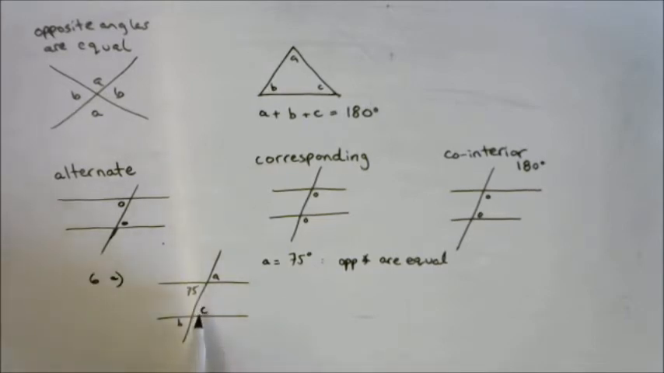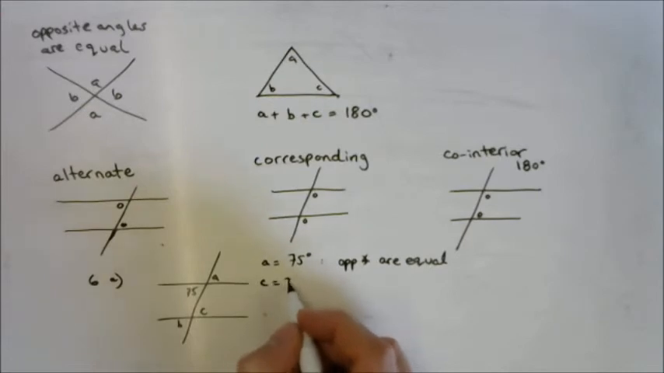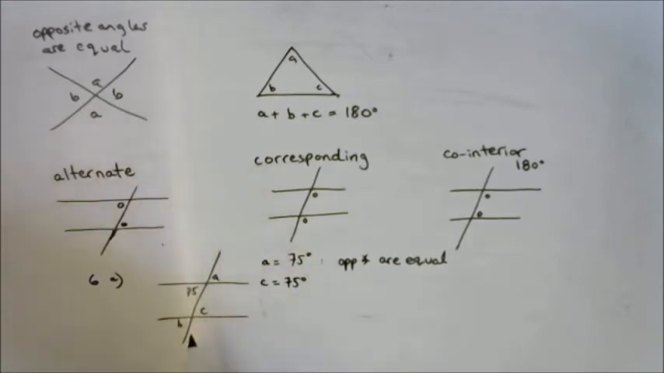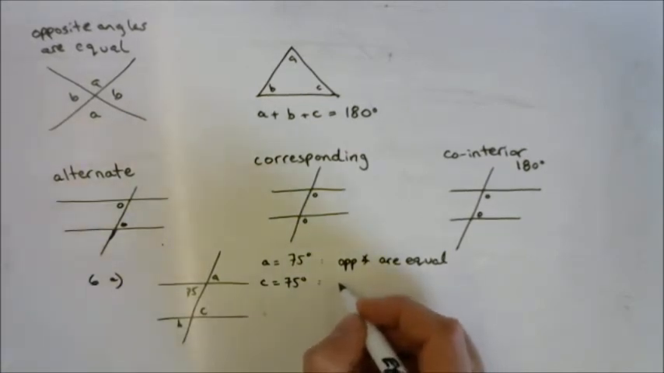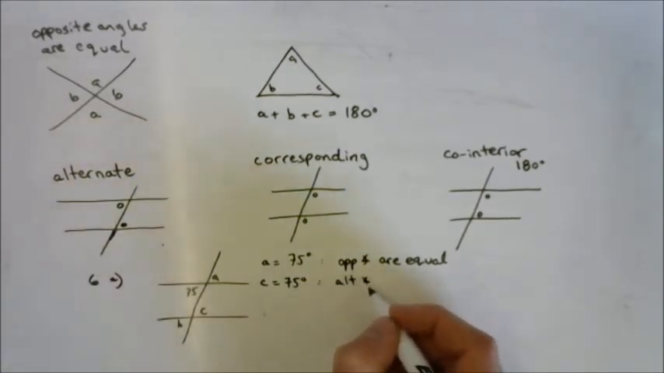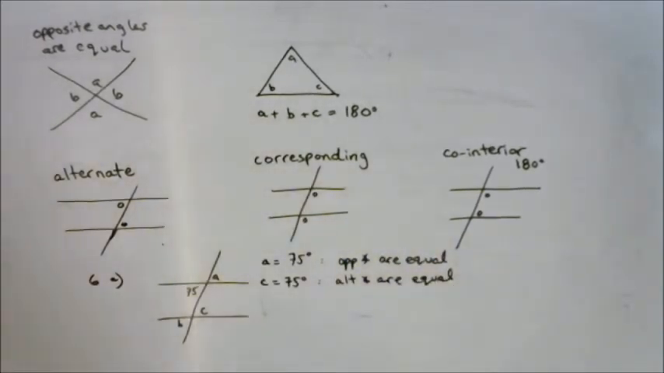Let's talk about angle C. What's angle C? 75. How do you know that? Because it's corresponding to B, and B is equal to A. So C is alternate with the angle that's given. It's also corresponding with angle A. So it's 75. Alternate angles are equal. A little jot note of how you know that.